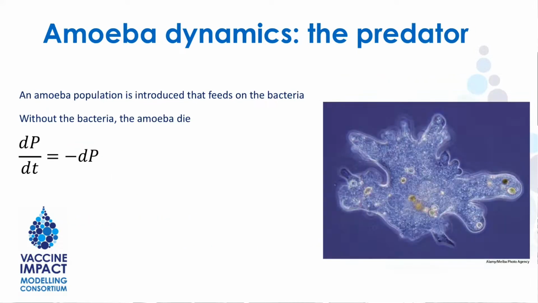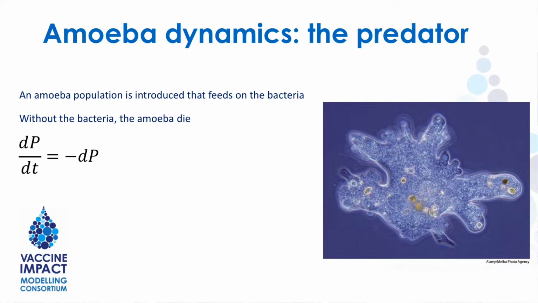Okay, so we'll do the same process for the amoeba. Here we're talking about the predator. We're going to think about the situation where the amoeba has only one food source, and that's the bacteria. So if we consider what the dynamics look like for the predator without its food source, we're just going to get a decline in the population.